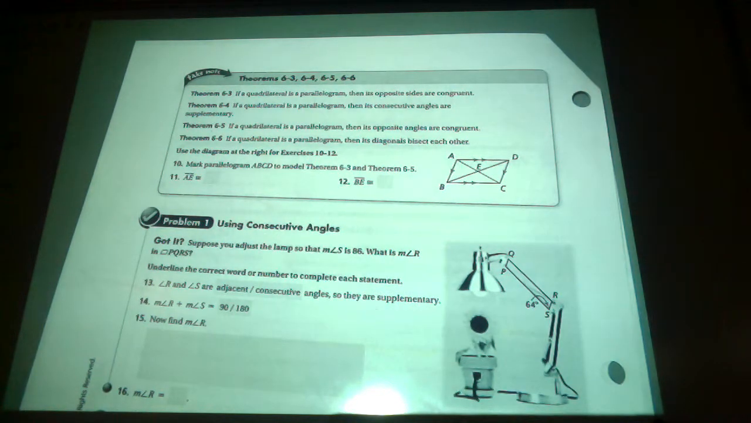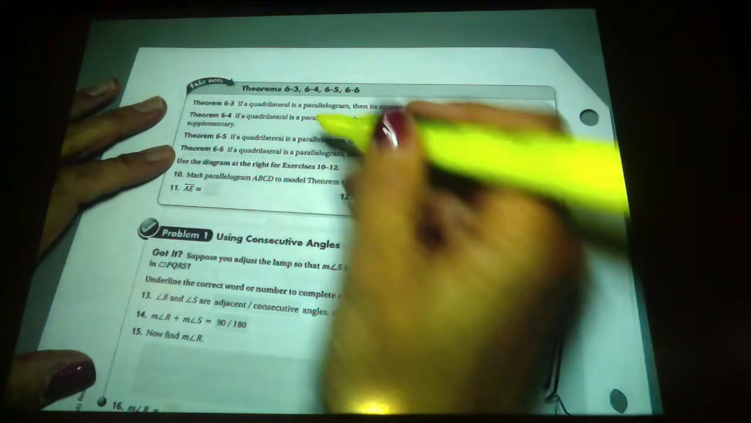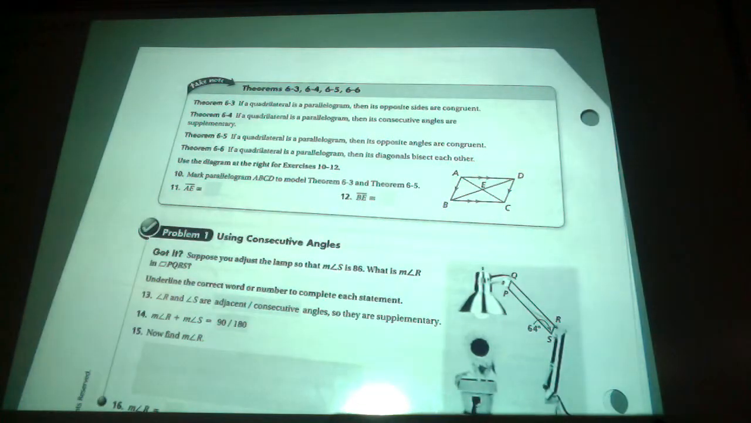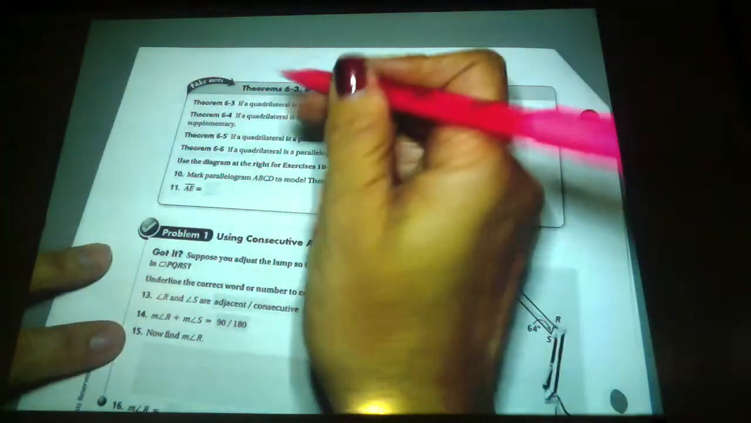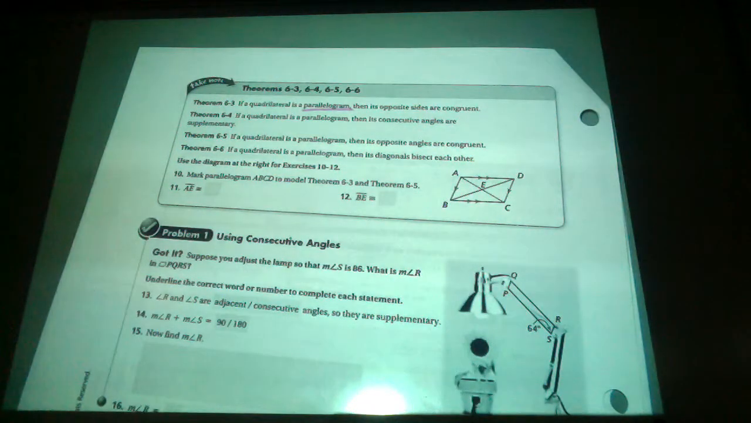Me personally, if I were you, I would put each of these theorems on a flashcard and start to identify which ones they go to. If it's specifically to a parallelogram, to a rectangle, to a rhombus, to a square, we're going to look at all different kinds of quadrilaterals. And the very basic quadrilateral that we're starting with is a parallelogram. And so, theorem 6.3 says if a quadrilateral is a parallelogram, then its opposite sides are congruent.